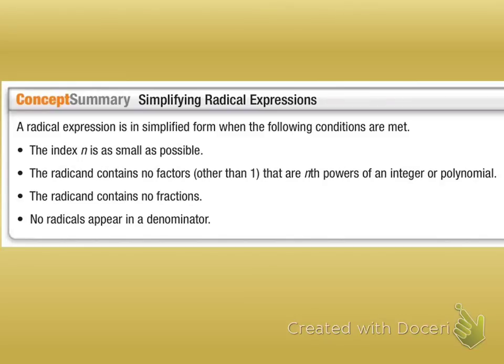The rule states the radicand contains no factors other than 1 that are nth powers of an integer or polynomial. It's a lot of big words. The radicand contains no factors other than 1 that are nth powers of an integer or a polynomial.